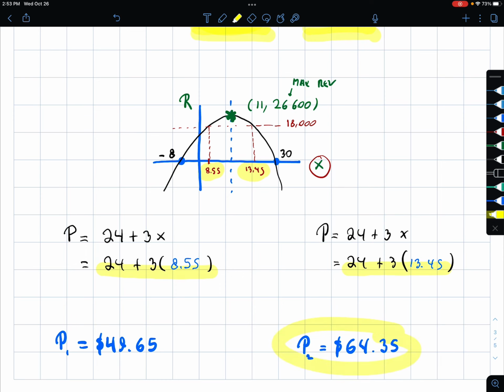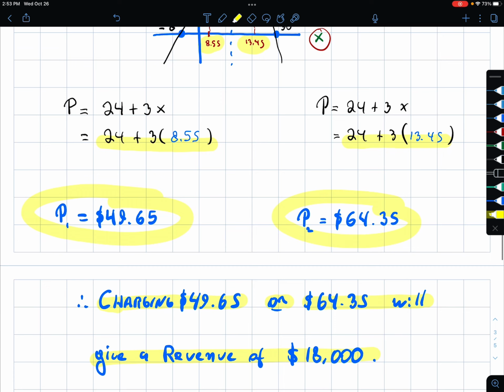So what are those two numbers? These are the numbers, and this will be my final answer: if I charge $49.65 or if I charge $64.35, we will get a revenue of exactly $18,000. Now, it's not going to be exact because I just rounded those numbers, but it's going to be pretty darn close.